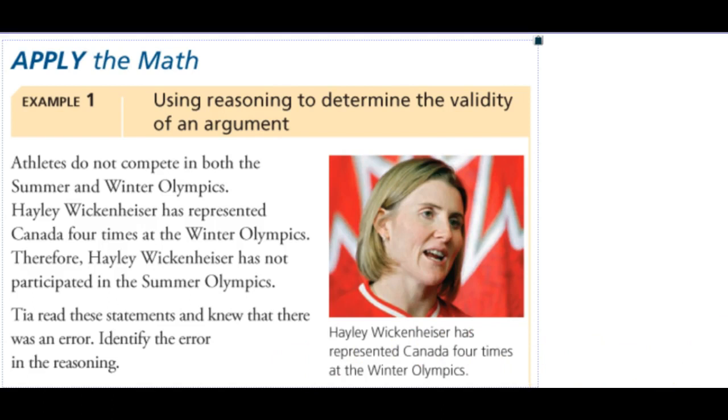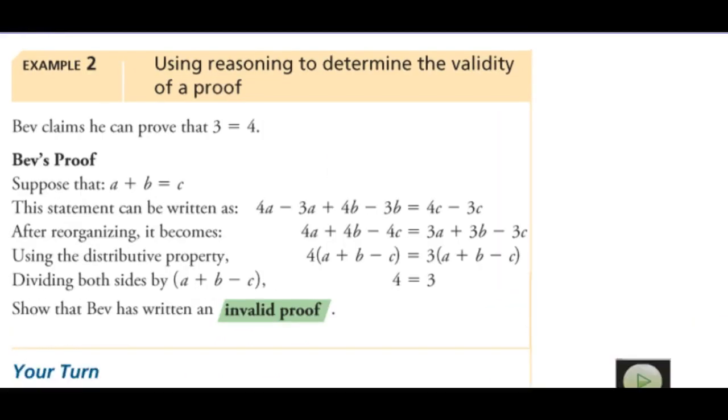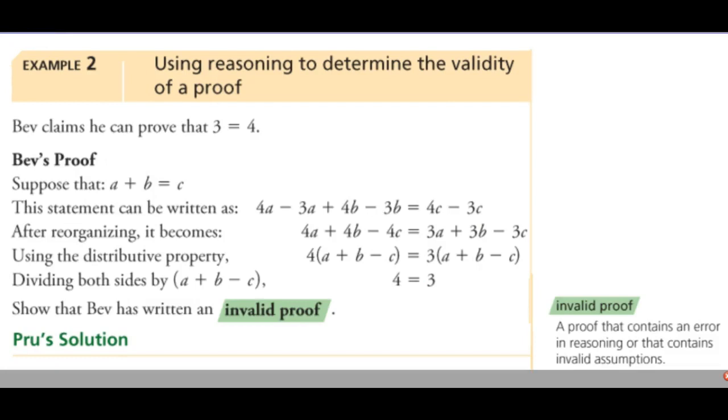Let's go to the next example. Here we go, there's our definition. An invalid proof is a proof that contains an error in reasoning or an invalid assumption. This next proof says that Bev claims he can prove that 3 equals 4.